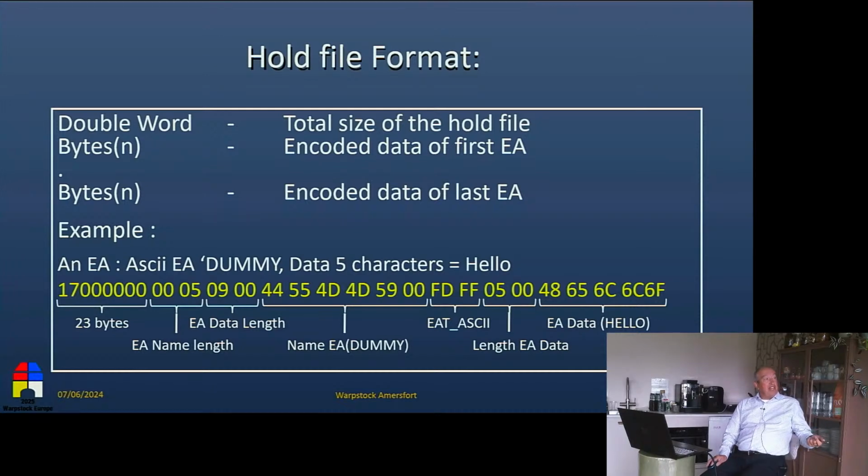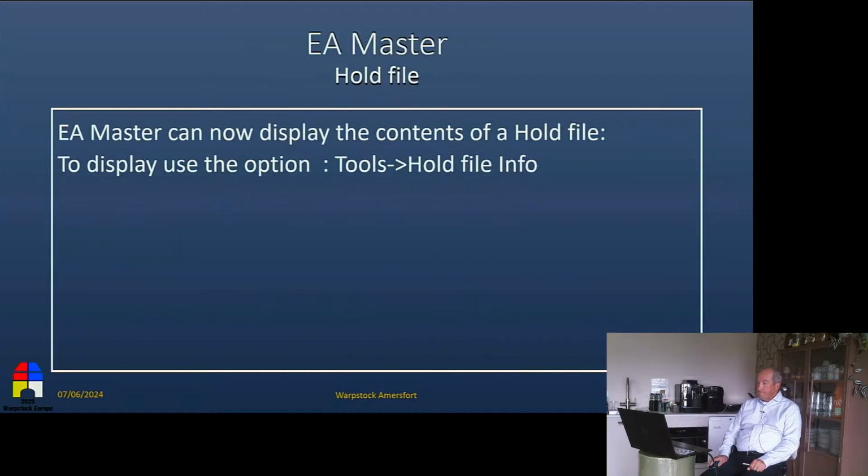Now, and then eventually you have the data. This is all encoded in that first data. So it converts everything. And that's the data in the hold file. Of course, you will have a lot more than that simple string there. EA Master will now display the contents of a hold file.